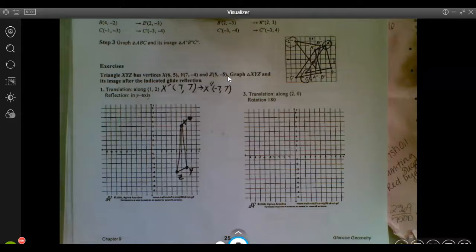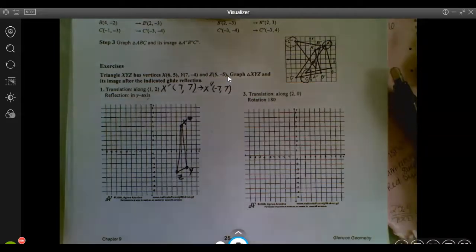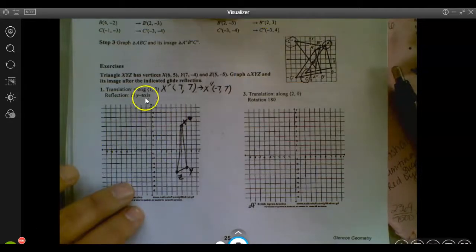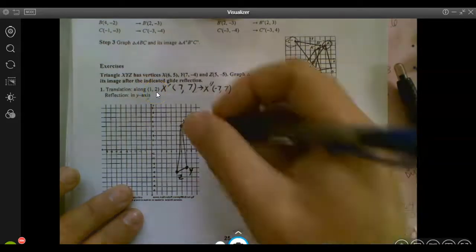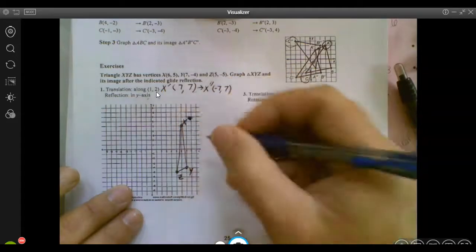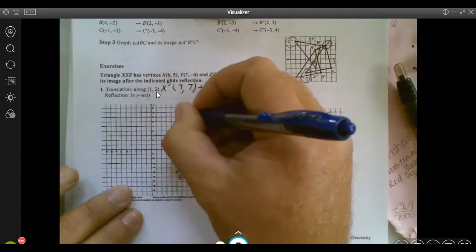Good enough. So, all right, there's the pre-image. I'm going to use a blue pen here, hopefully this will help a little bit to do my translation. So again, I added 1 to the x's, which means I'm going to go right 1. I added 2 to the y's, which means I'll go up 2. So I'm going to take every point and go right 1, up 2.